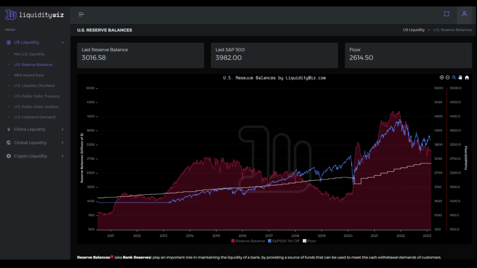So there you have it, wizard, an overview of reserve balances and their role in maintaining liquidity in the banking sector. Considering that the US is one, if not the most important economy in the world, understanding the US reserve balance chart is crucial in assessing the health of the markets and making informed investment decisions.